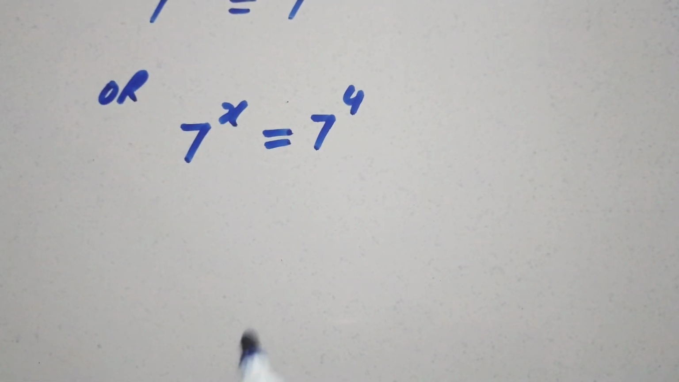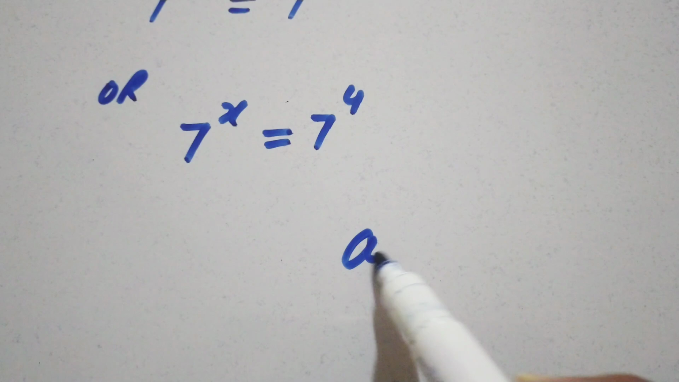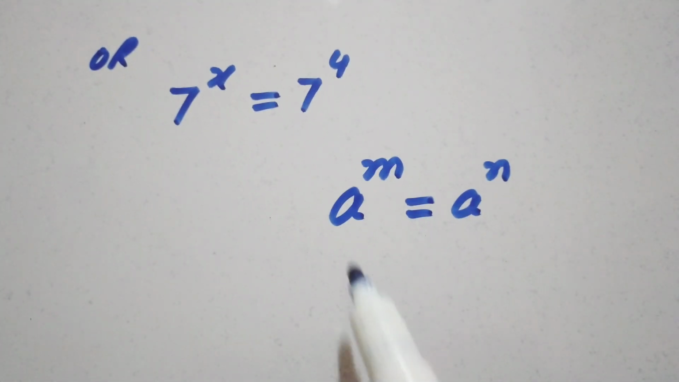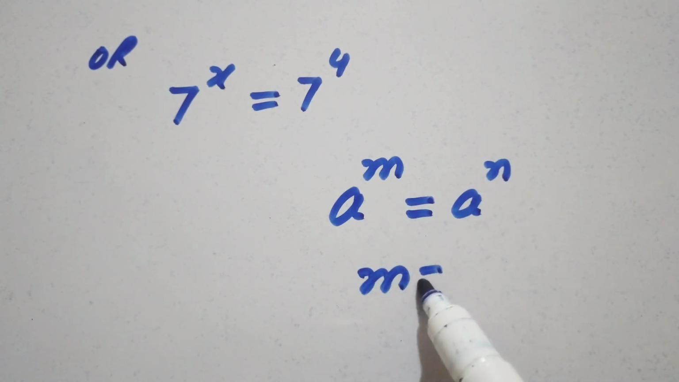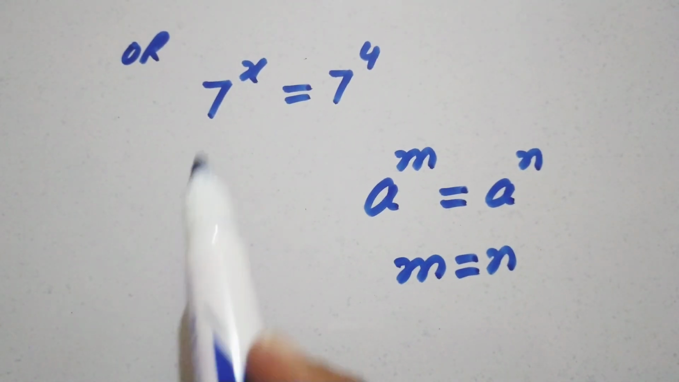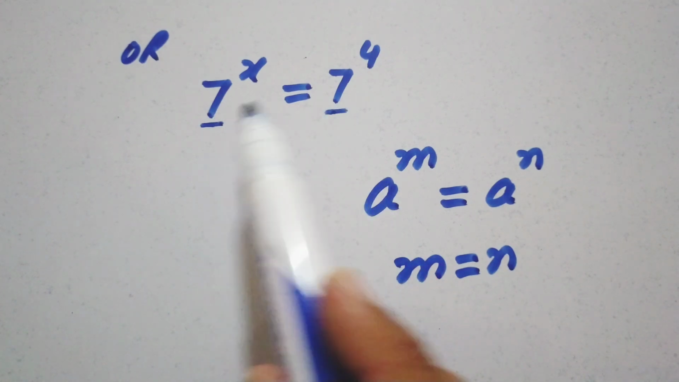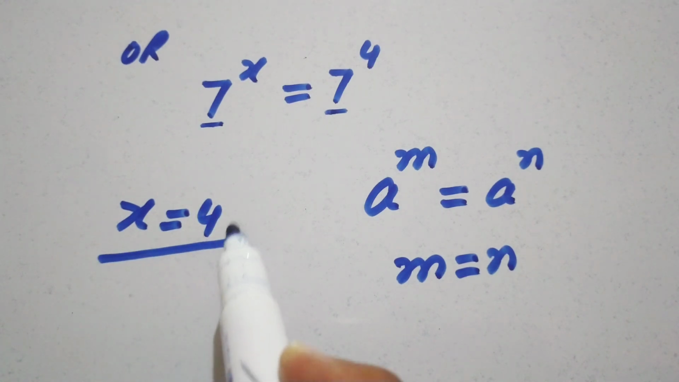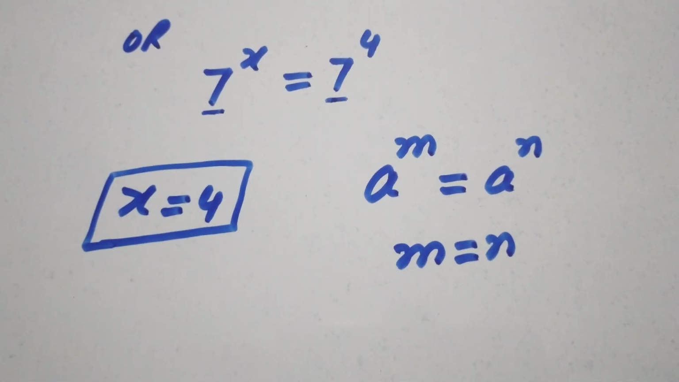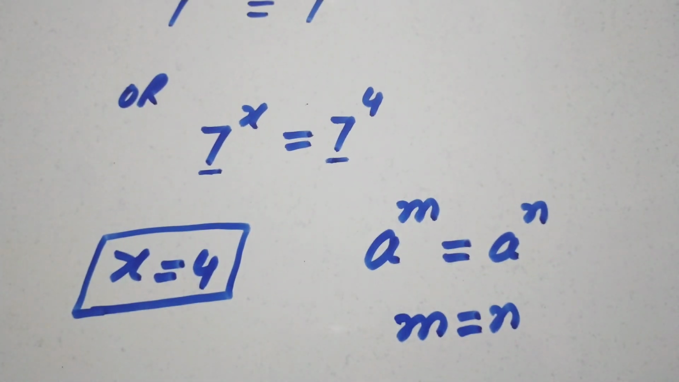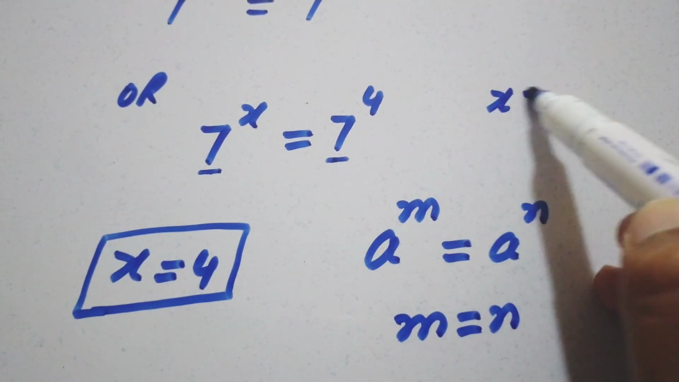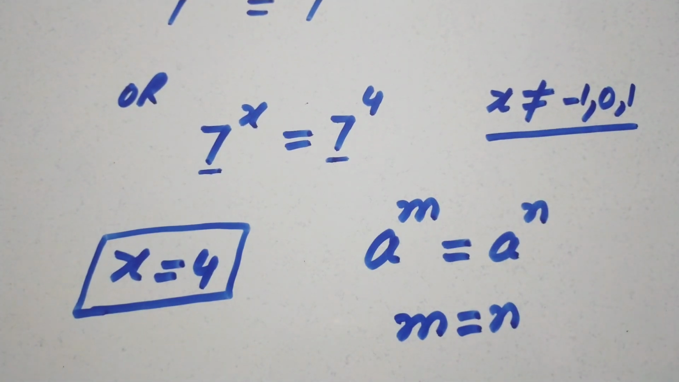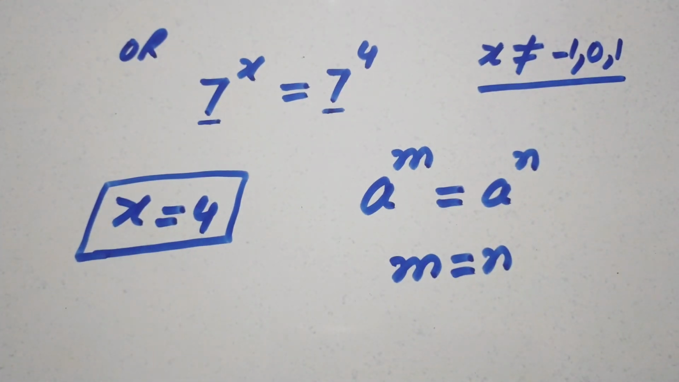Now by using an algebraic identity, if we have a^m is equal to a^n, then we can write this as m is equal to n. So here this 7 and 7 is equal to 7, so x is equal to 4. Here x is not equal to minus 1, 0 and 1. So we have proved that x is equal to 4.